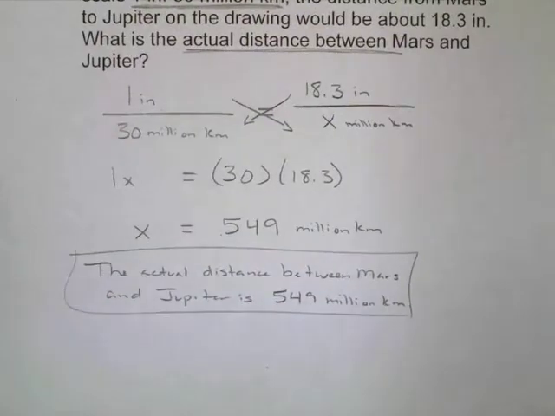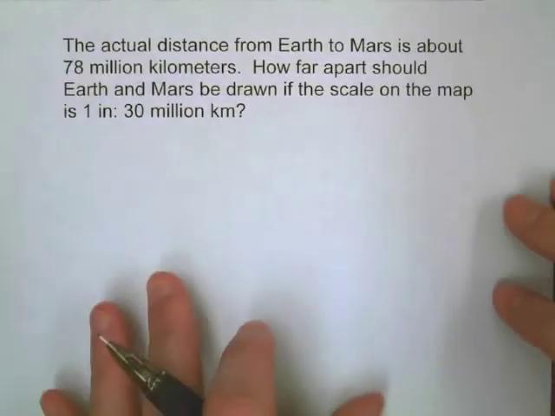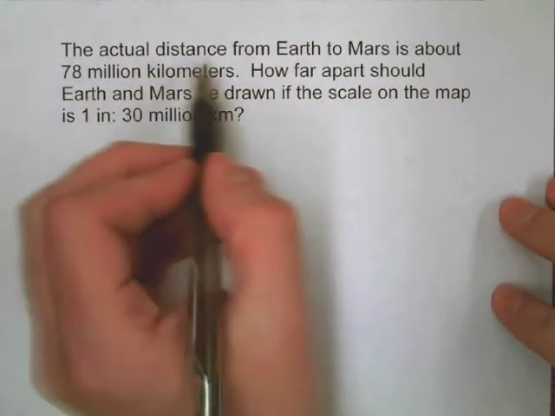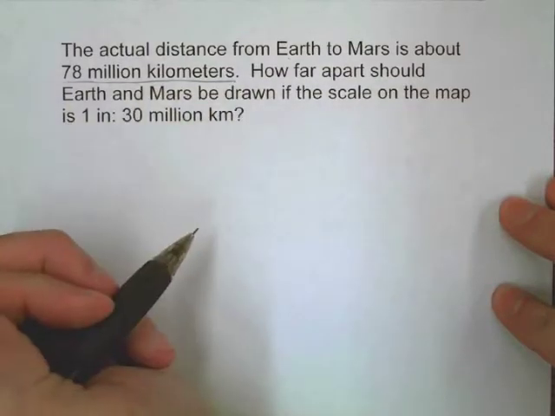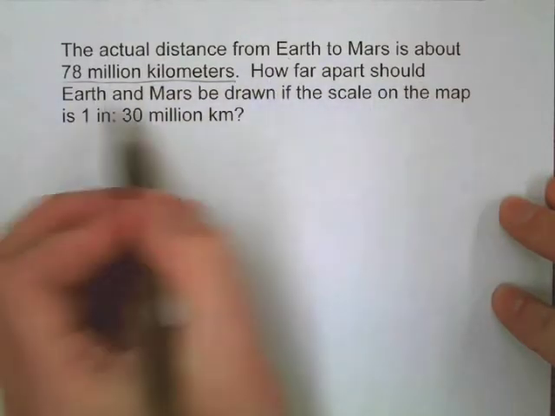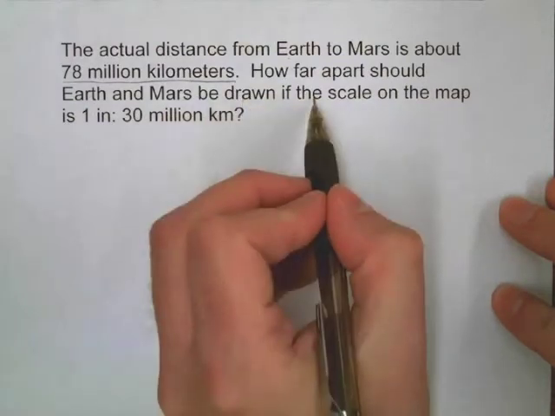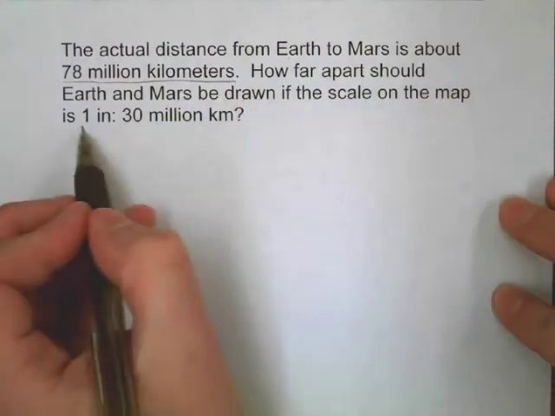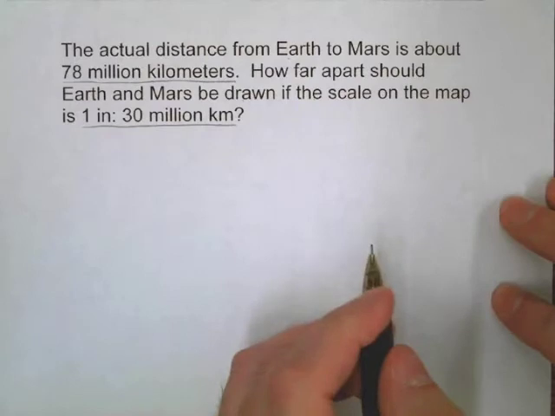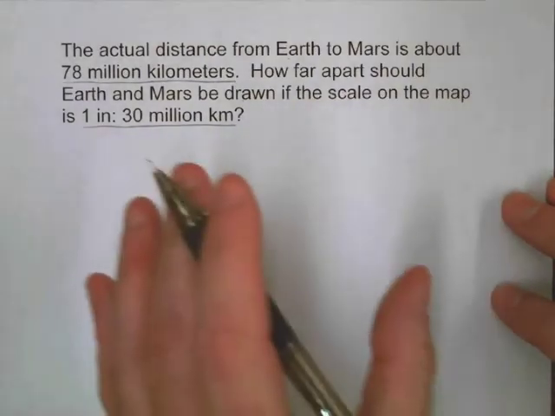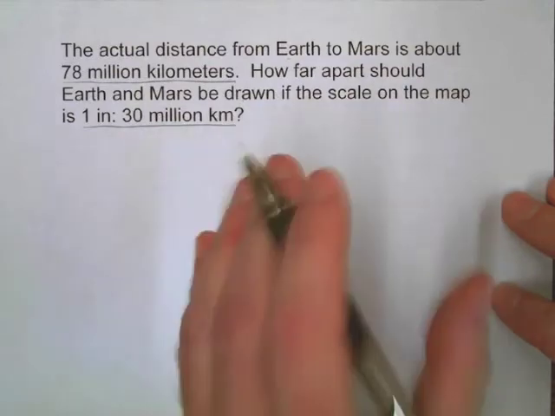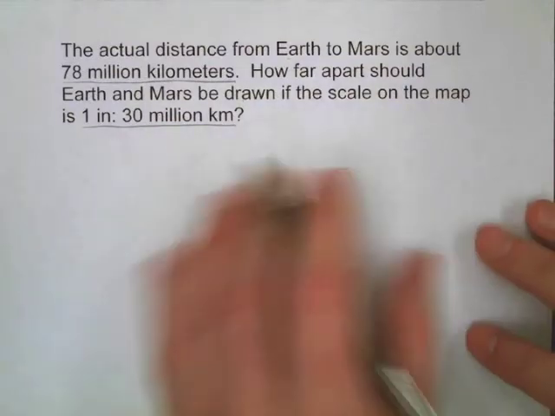Let's take a look at another one then. Let's say we know the actual distance this time. If the actual distance from Earth to Mars is about 78 million kilometers, how far apart should Earth and Mars be drawn if the scale on a map is 1 inch to 30 million kilometers? So now, if we know the actual distance, we want to figure out how far apart we should put them on the map.